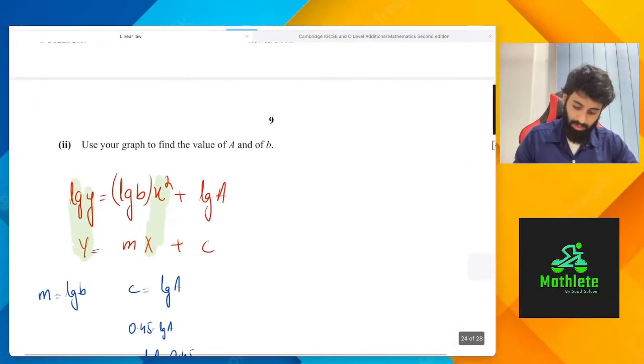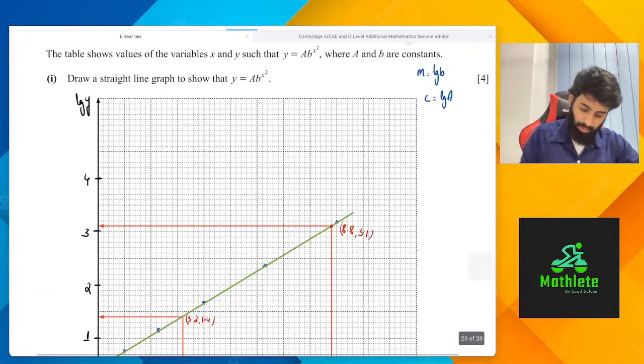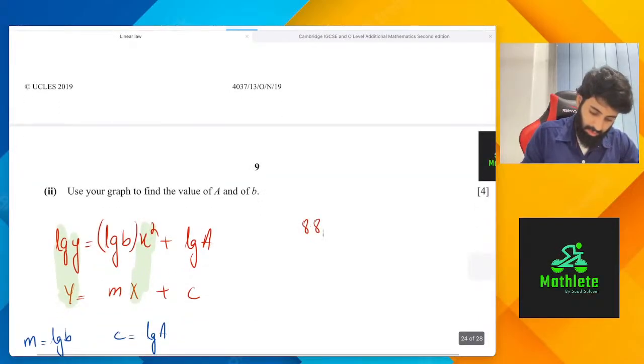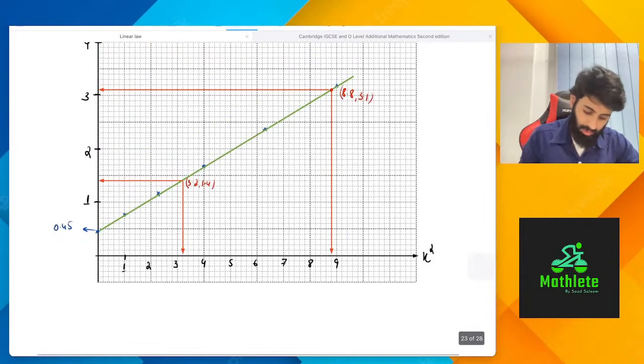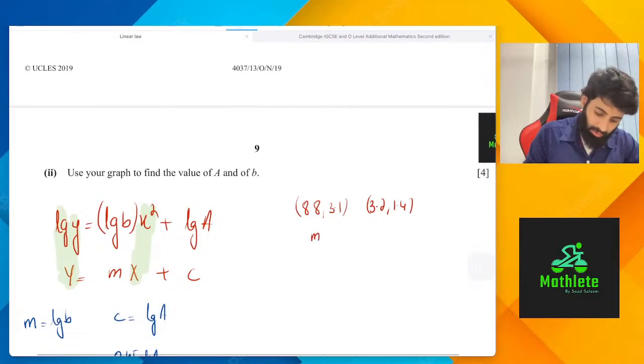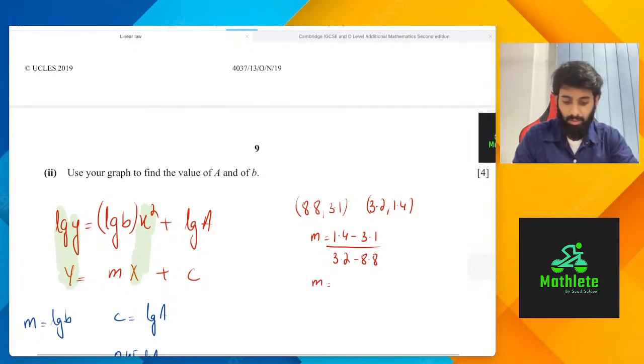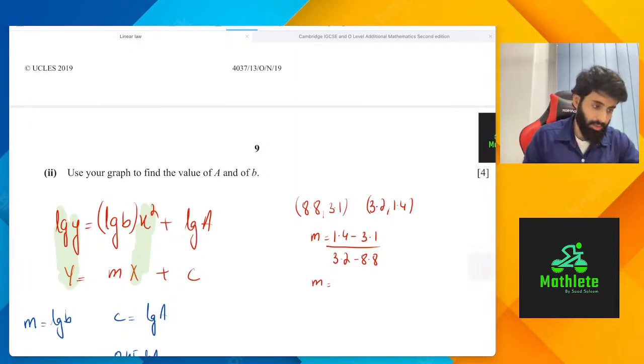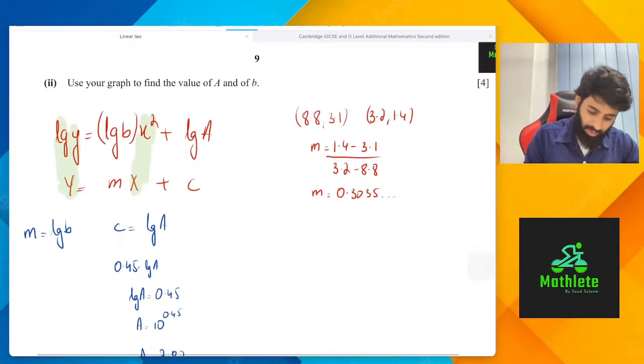So what do we have? Let's write them over here: 8.8, 3.1, and then finally 3.2, 1.4. The gradient is 1.4 minus 3.1 over 3.2 minus 8.8. Let's see what the gradient is. We have 1.4 minus 3.1 and then 3.2 minus 8.8. So what do you have? You have 0.3035, and so on. Now remember, our whole m was equal to LGB. LGB is equal to 0.3035.